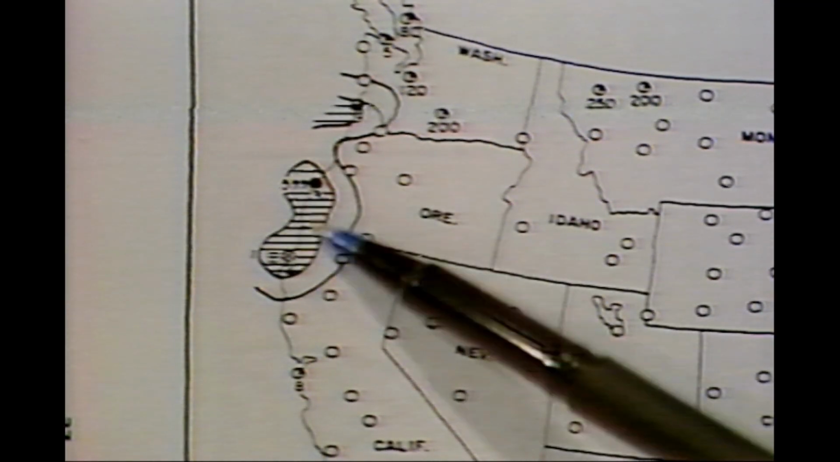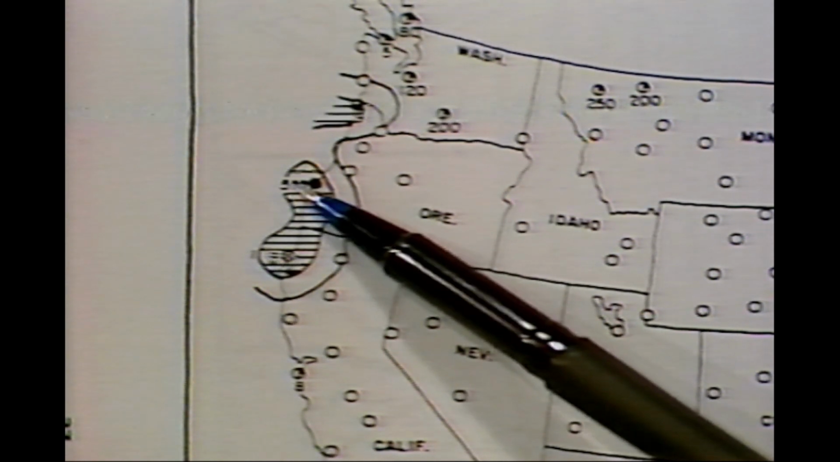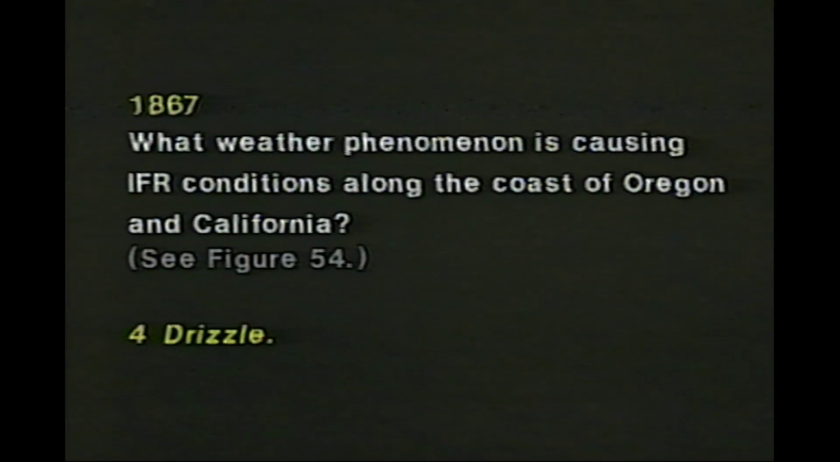867. What weather phenomenon is causing IFR conditions along the coast of Oregon and California? Again, we need to find a shaded area along the coast of Oregon and California and see what it says for obstructions to vision. And right here we see it's like a quote sign, two little commas, two little quotes. That stands for drizzle. So it's answer number 4, drizzle.